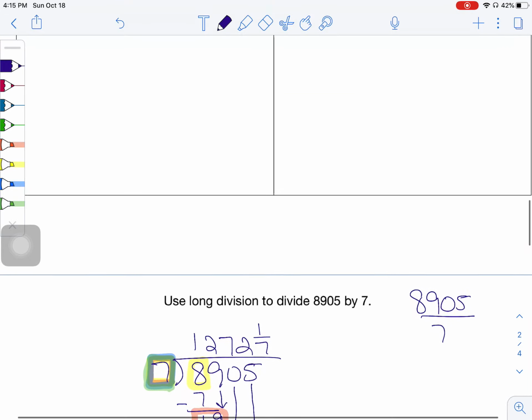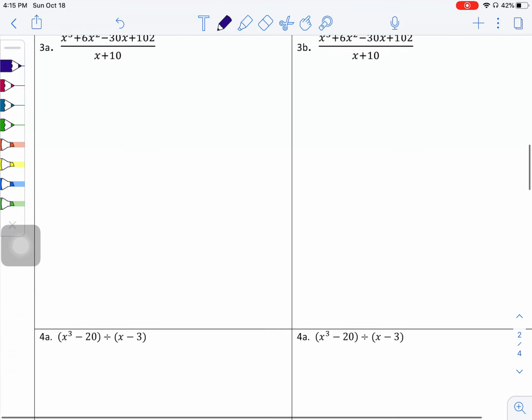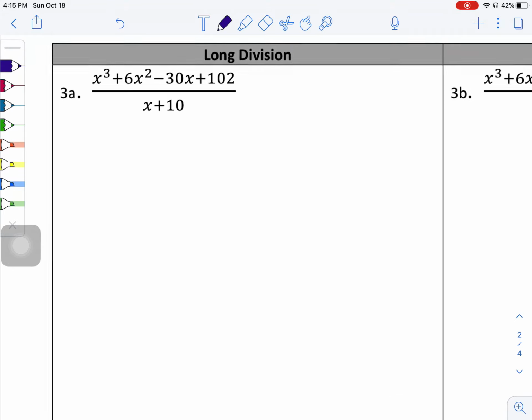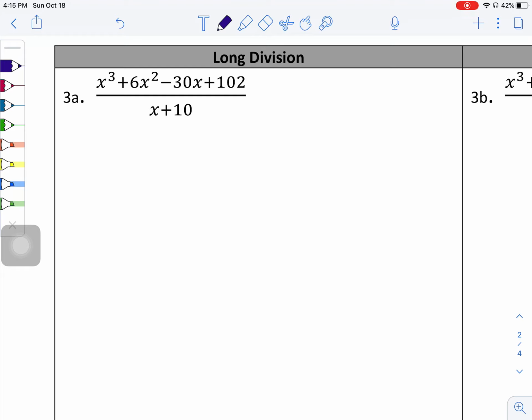All right, so on the note sheet, I am on page 2. Page 2 says to divide each pair of polynomials using both long division and synthetic division. Synthetic is what I'm going to do in the next video, so for right now, we're just going to work on the 2 long division problems. So problem number 3, part A, we are supposed to take this pretty little cubic function here, this 4-term polynomial, and we are supposed to divide it by our first degree denominator here, a linear function of x plus 10.